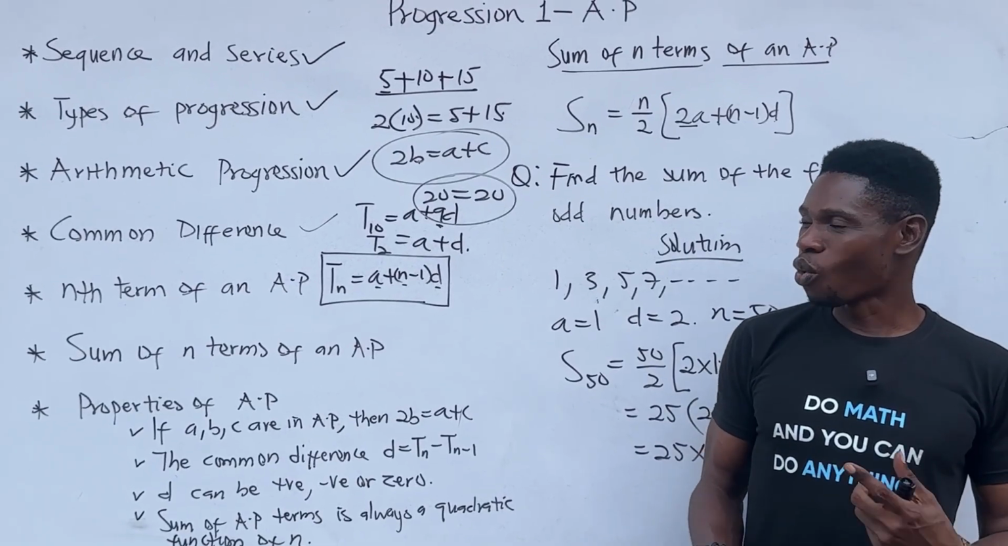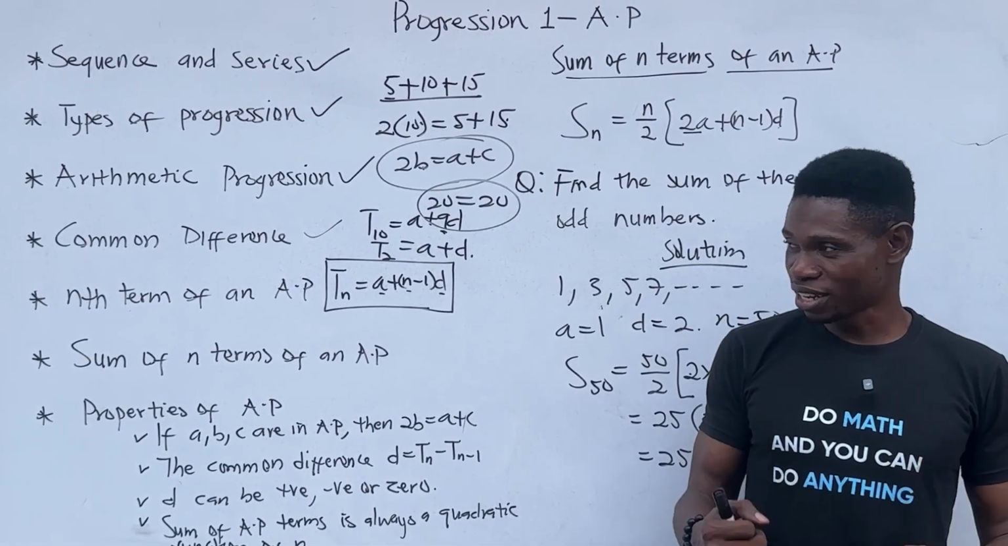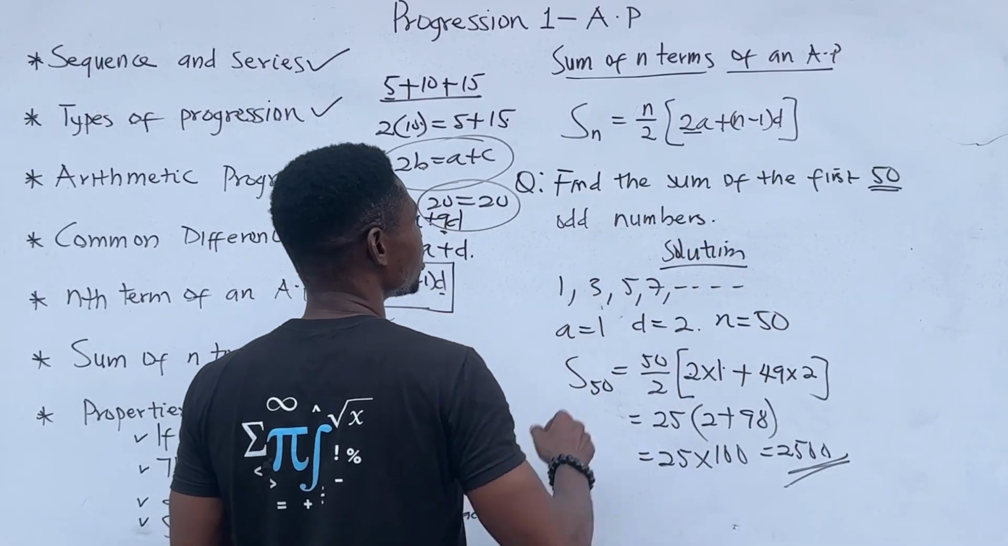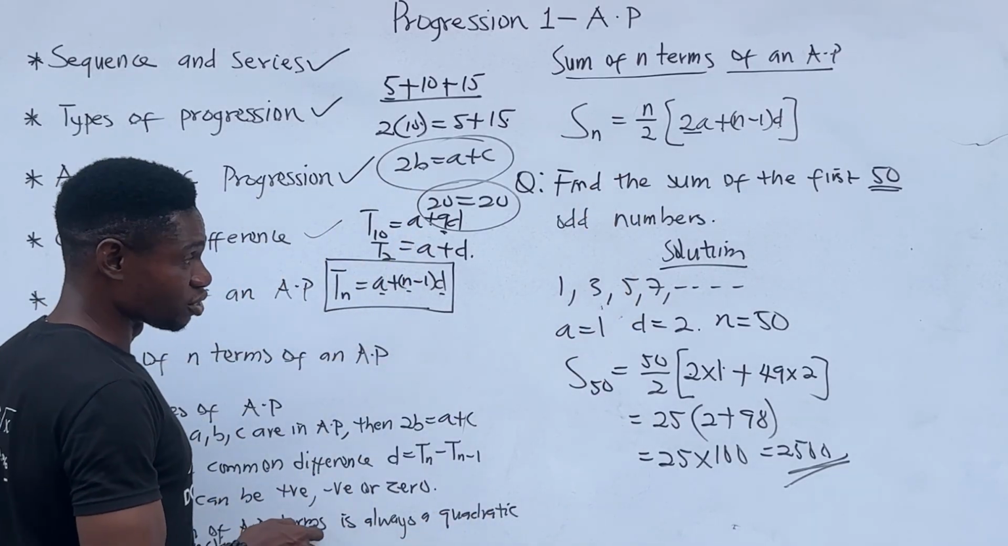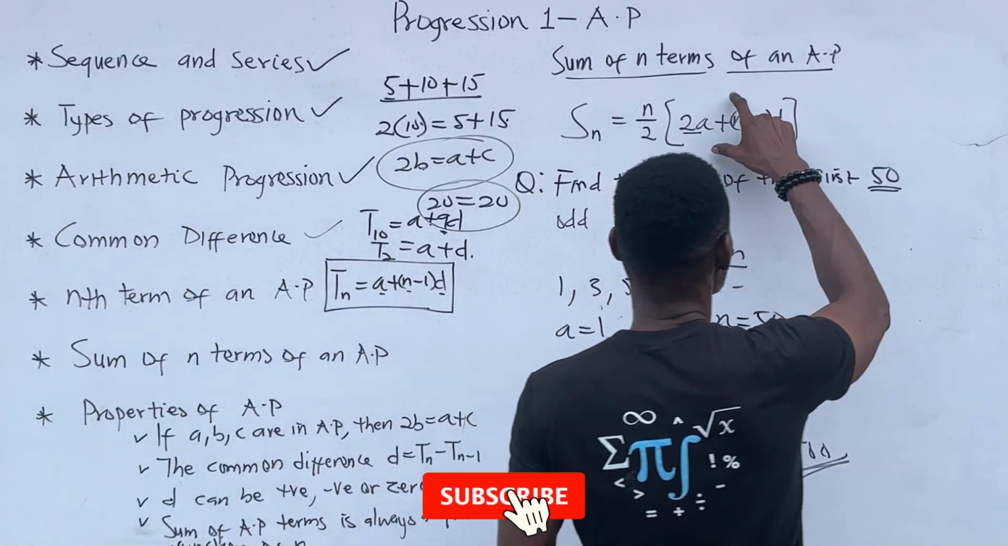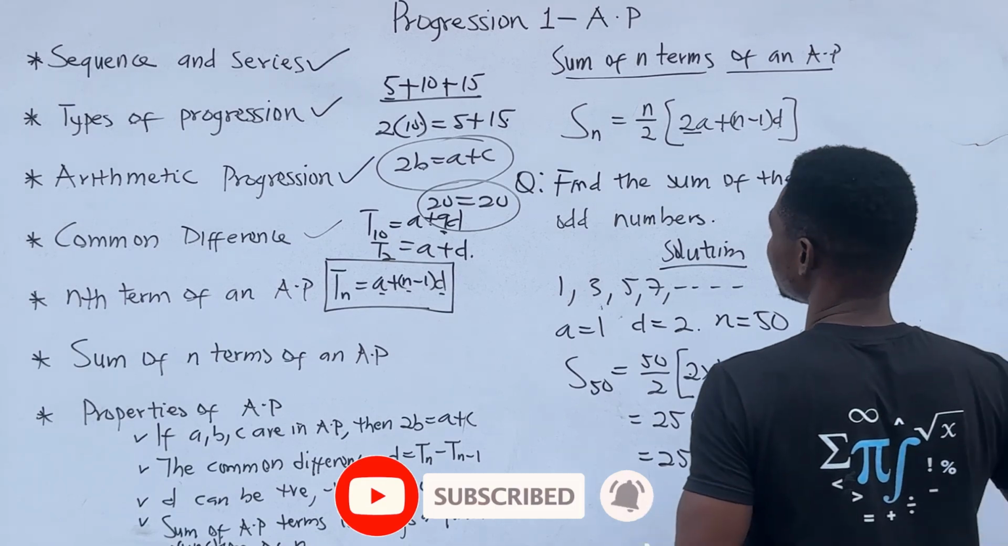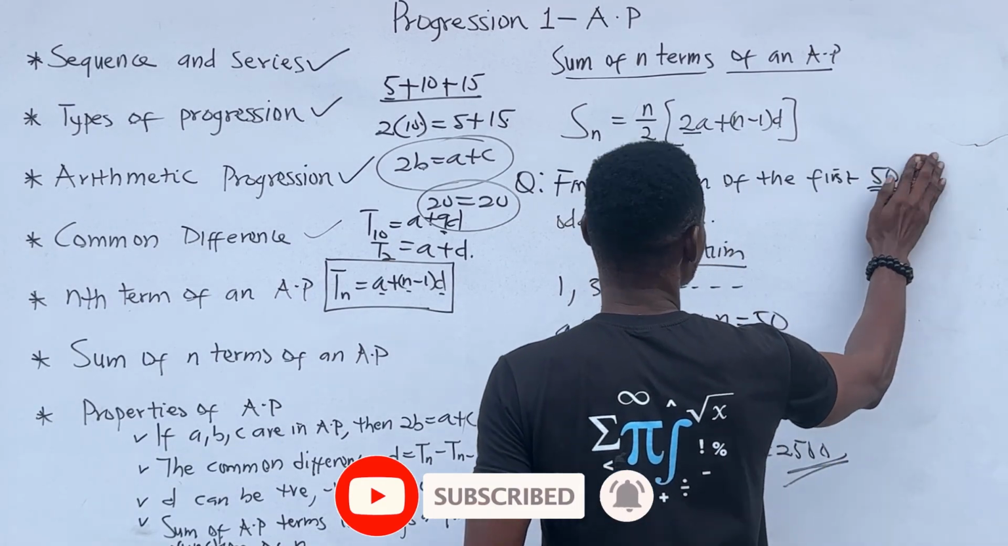That's a big one. Can we still solve one more problem? Okay, good. Now let me give you this formula. I want to emphasize this last point, made based on this formula, that the sum is always a quadratic function of n.